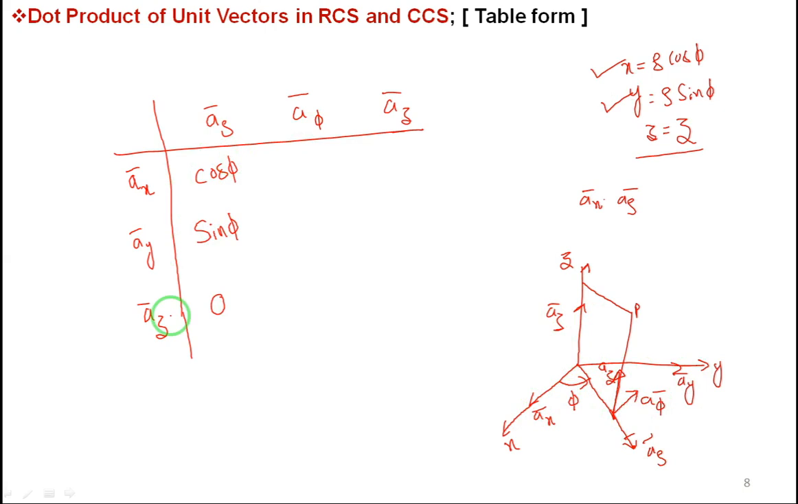X equal to rho cos phi, y equal to rho sin phi. Az and a rho are mutually perpendicular. Cos 90 is 0 because we are taking the dot product. Then how to fill the second column? This is very important. Observe here. Take the derivative, because I want to fill the a phi vector column, this one. So take the derivative with respect to phi of the previous column. Derivative of cos phi is minus sin phi. Derivative of sin phi is cos phi. Derivative of 0 is 0.